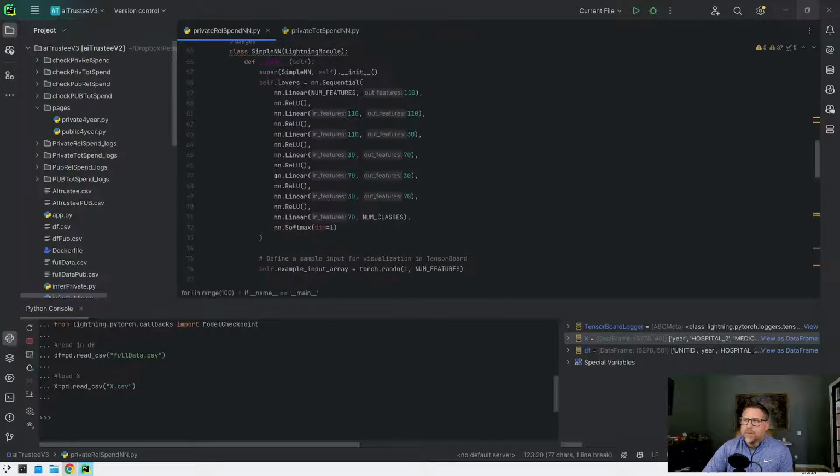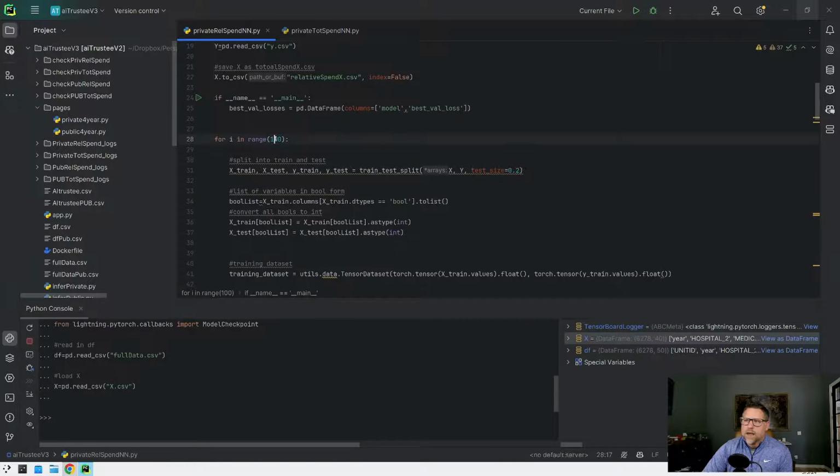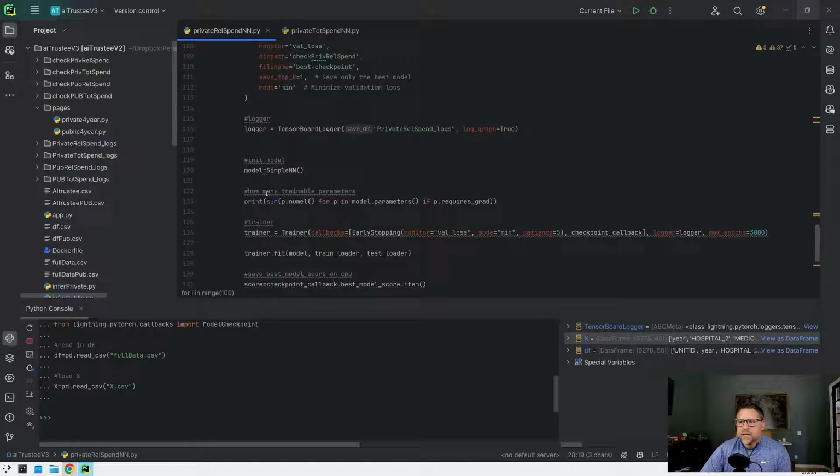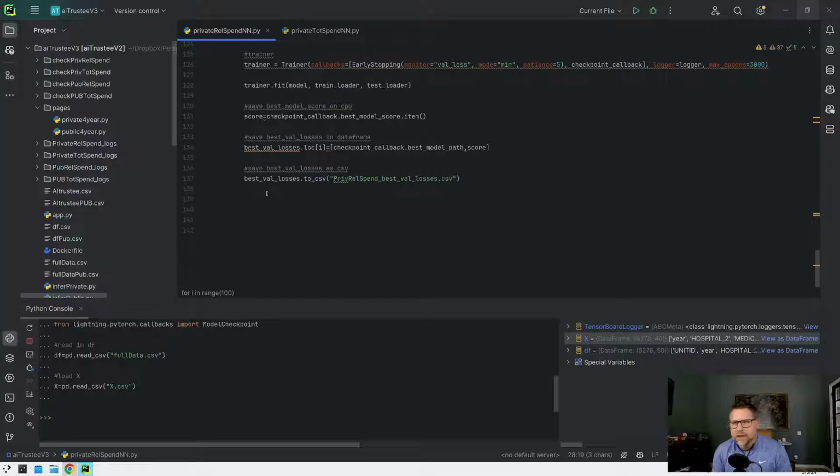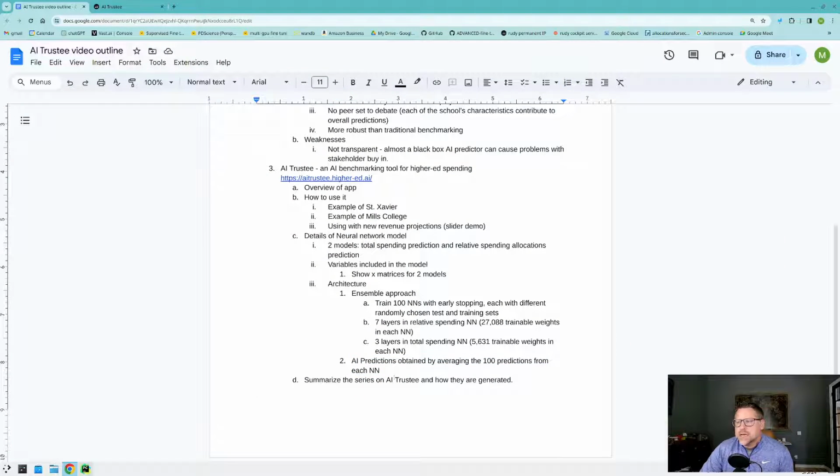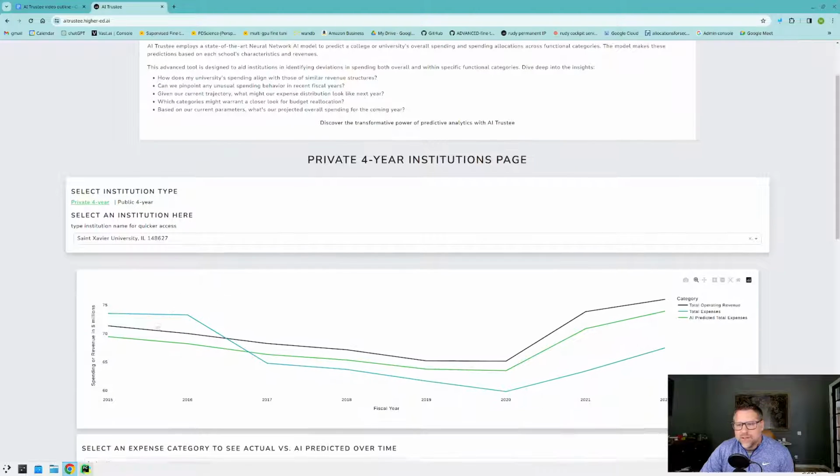And then there's a loop that happens here at the top. So I'm going to train 100 of these neural networks with early stopping so that they stop as soon as they stop improving the accuracy of predicting outcomes on the data that it hasn't seen for that training, for that neural network. So that's a way to avoid overfitting. And I train 100 of these and put them all together and make predictions, average all of the predictions from all 100 of the neural networks.